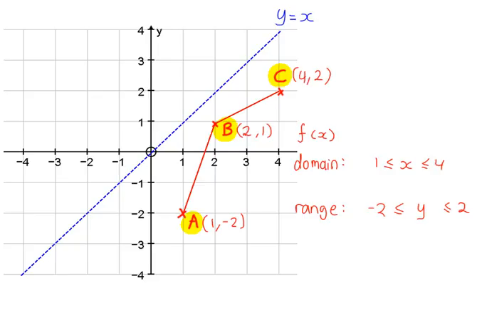The inverse function will be a reflection of our function in the line y equals x. So any graph reflected in the line y equals x will give an inverse. Only one-to-one functions, those that pass the horizontal line test, have a one-to-one relationship and have an inverse.